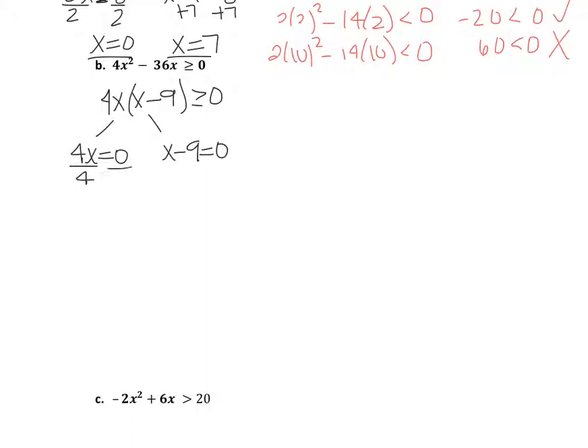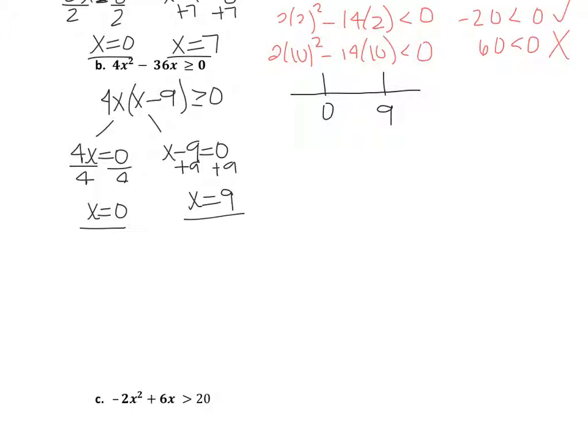Divide by 4, I get x equals 0. That is one testing value. And then my other testing value is 9. So I'm going to come up here and draw it on a number line. So 0 and 9. And now I'm going to pick my testing values.